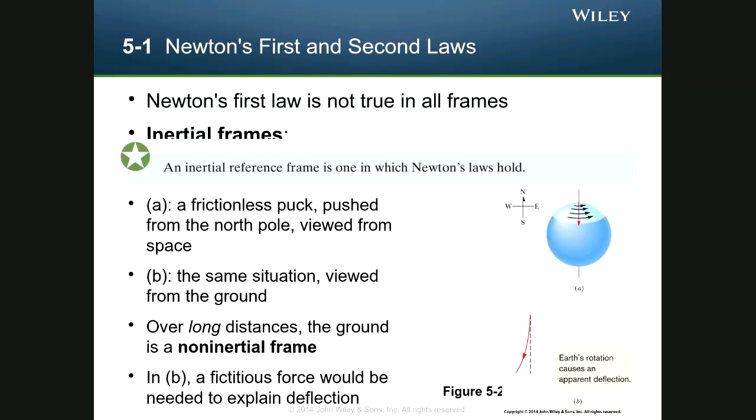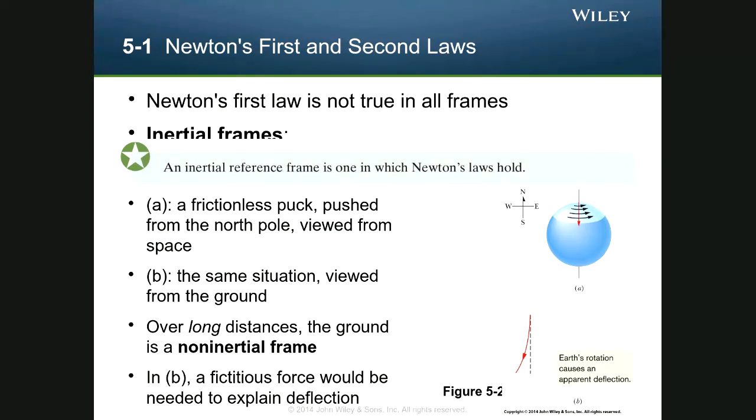So we just talked about this with frames. An inertial frame is one in which Newton's laws hold. It's also one that is not accelerating. Okay? So some examples: a frictionless puck pushed from the North Pole viewed from space, the same situation viewed from the ground. However, over long distances, it's important to point out, the ground is a non-inertial frame.